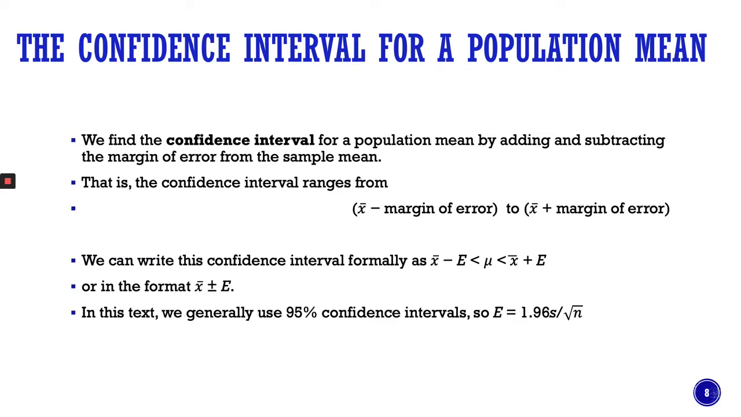We find the confidence interval for a population mean by adding and subtracting the margin of error from the sample mean. That is, the confidence interval ranges from x bar minus the margin of error to x bar plus the margin of error. We can write the confidence interval formally as x bar minus E is less than mu, which is less than x bar plus E, or in this format of x bar plus or minus E. In this text, we generally use 95% confidence intervals, so E will be equal to 1.96s divided by the square root of n.